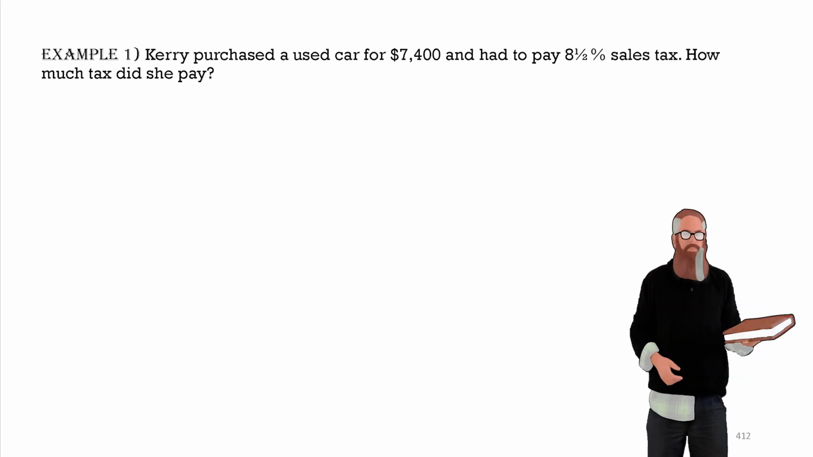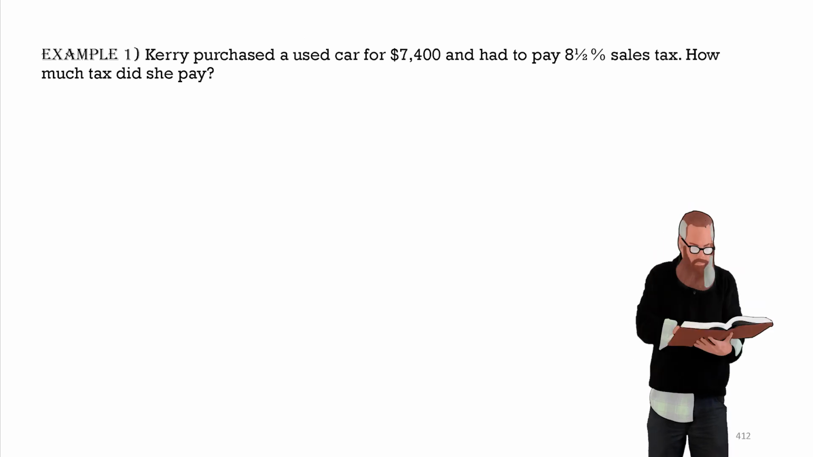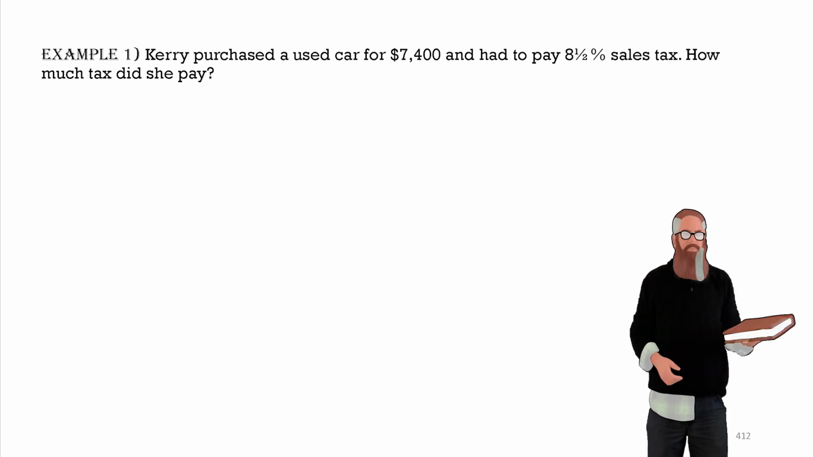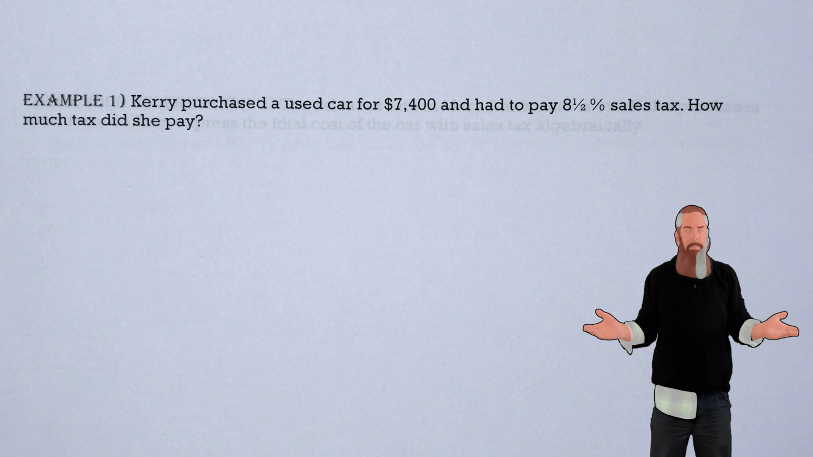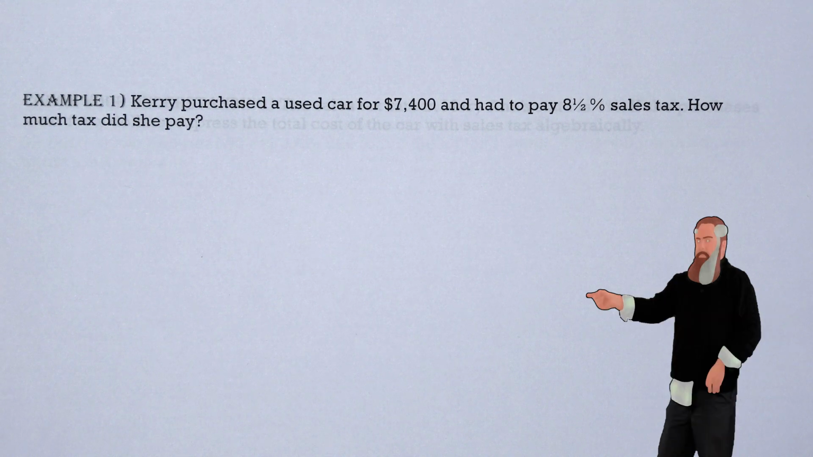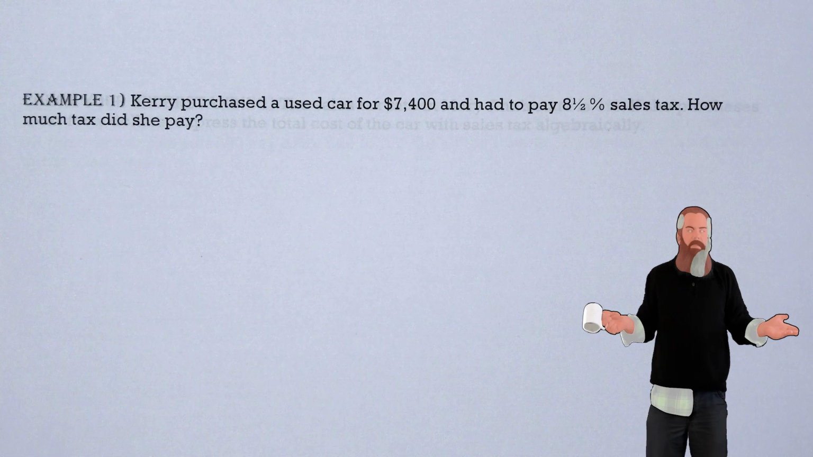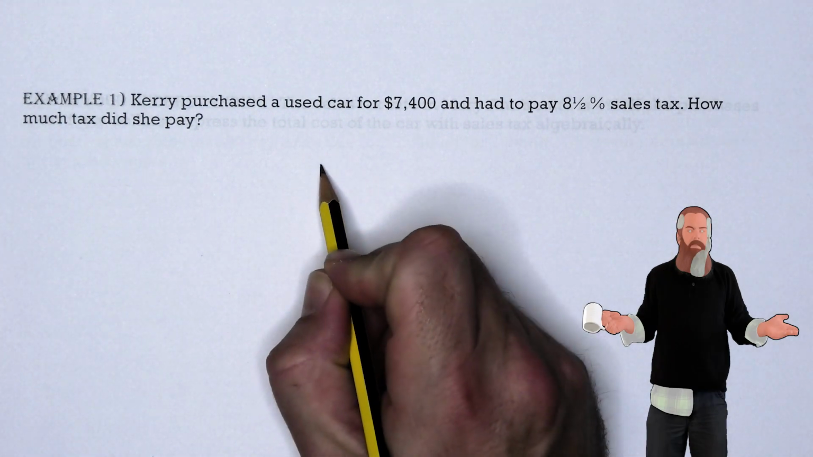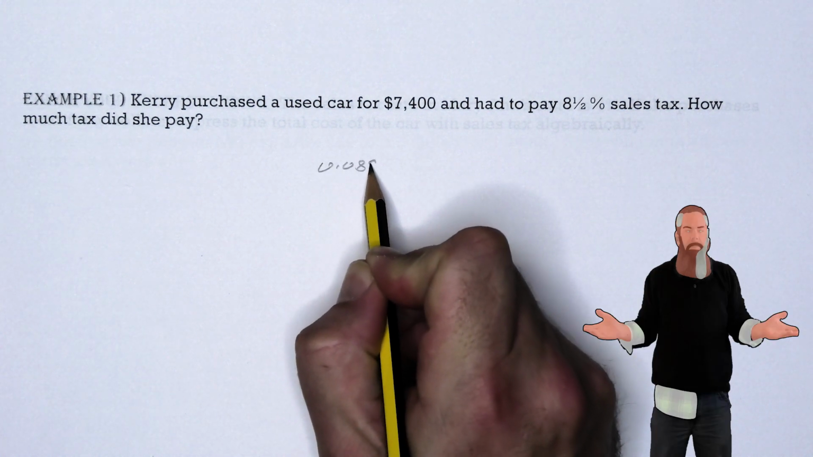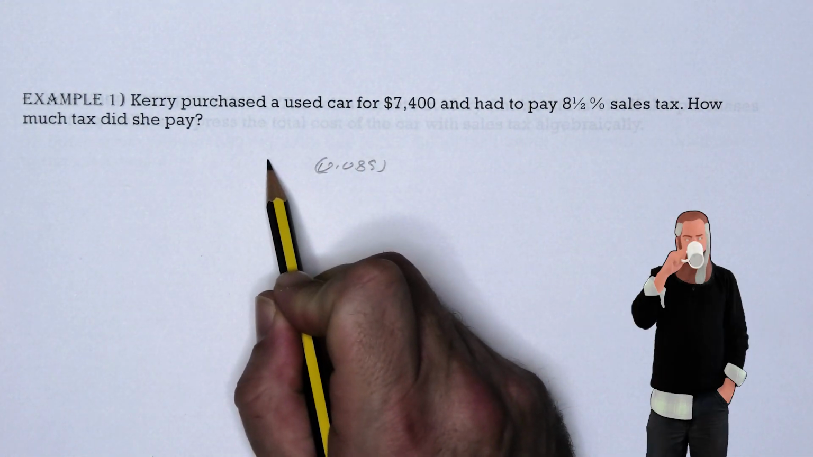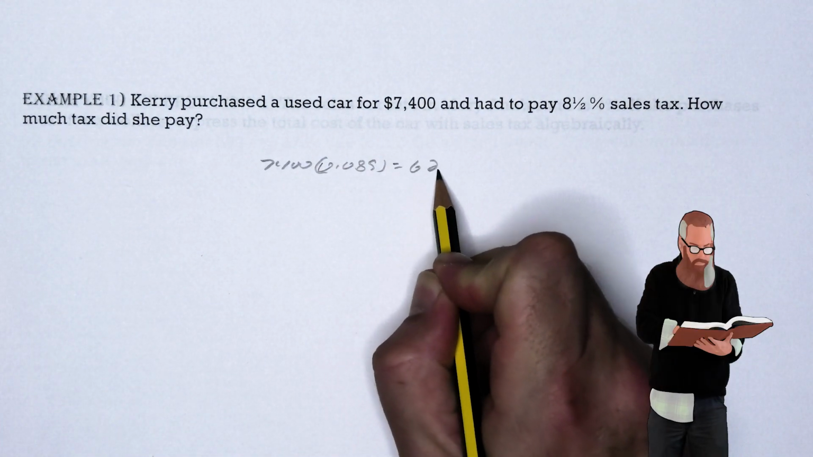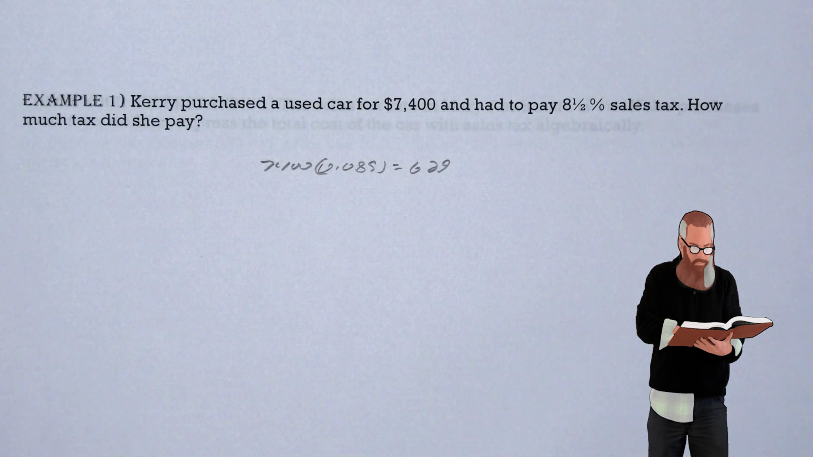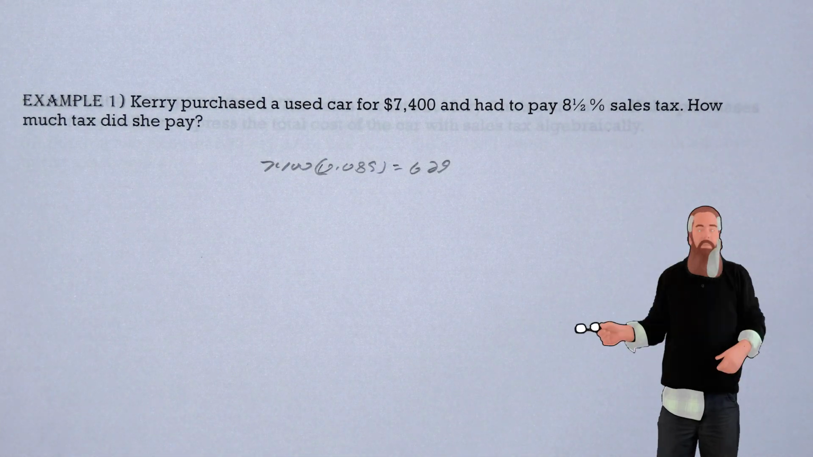Kerry purchased a car for $7,400 and had to pay 8.5% sales tax. How much did she pay? To find the sales tax, we're going to multiply the price of the item by the sales tax expressed as a decimal. Recall that 8.5% can be written as 0.085. Multiplying that by the sale price of the car, we find that there is $629 owed. Therefore, Kerry must pay $629 in sales tax.